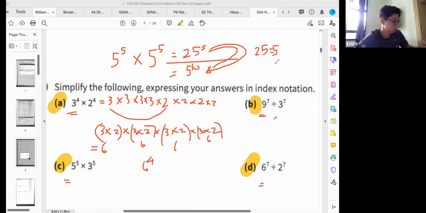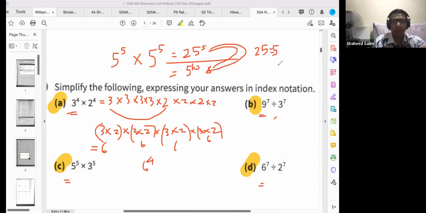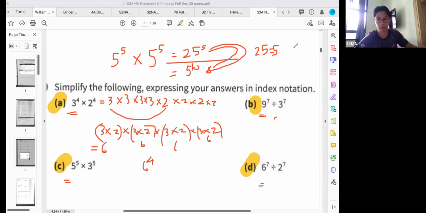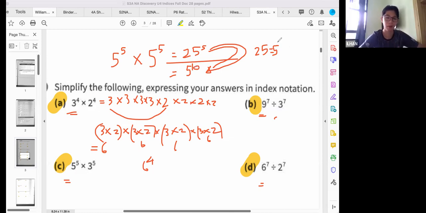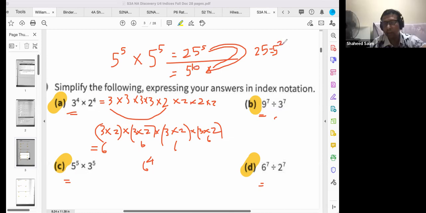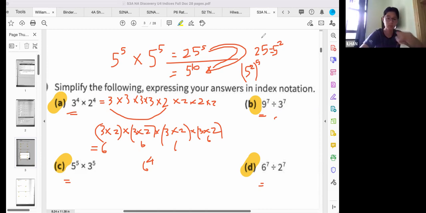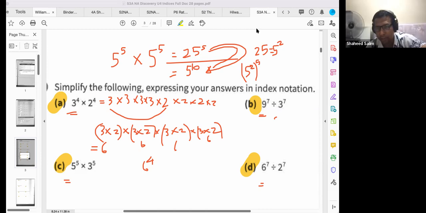25 is 5 to the power of 2. Okay, so I'm going to change this 25 as 5 to the power of 2. And then the bracket outside is 5. Then remember, 2 times 5 is 10. 5 to the power of 10. Are we okay? Yeah. You sure you don't get it? You must tell me, eh? No, I get it. Okay.